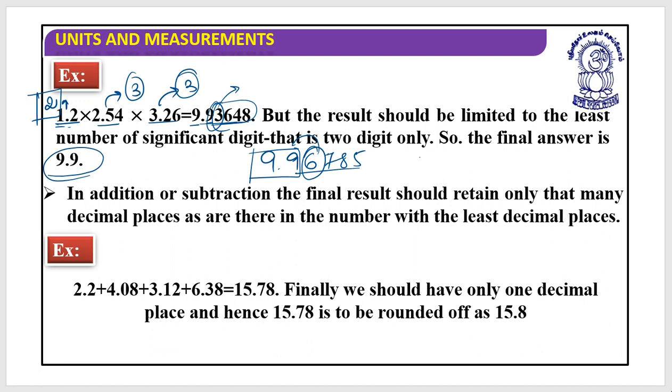If the number to be dropped off is 5, then you need to check the preceding digit. If it is odd, you need to add 1 to that digit. If it is even, you simply drop this off and nothing needs to be done.